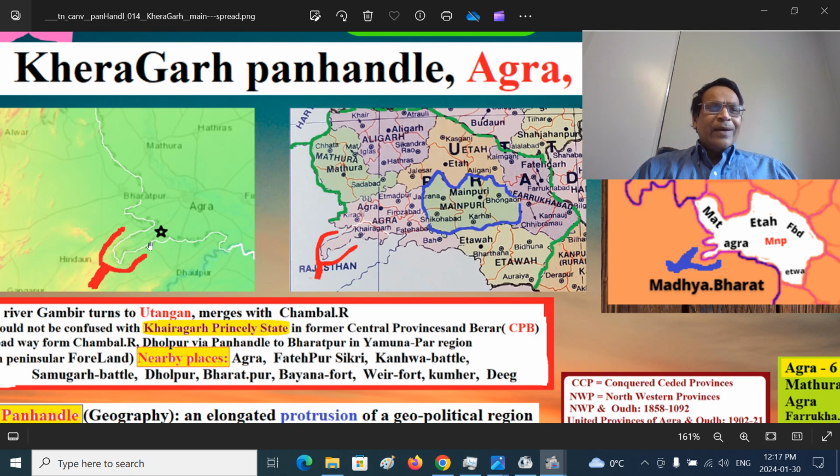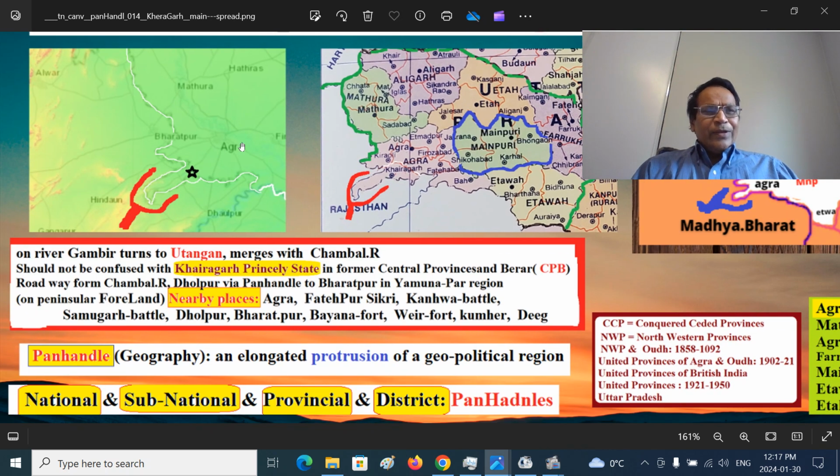I have put KheraGarh here as a star. This is Agra city that sits on the Yamuna river. There is a river that flows through this town, KheraGarh, called the Gambhir River, that comes from the Hindaun region of the Matsya region, or Hindaun area of Rajputana, Rajasthan.